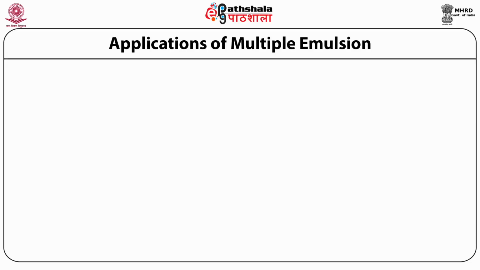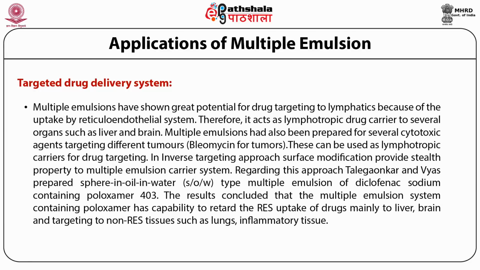The next application of multiple emulsion is a targeted drug delivery system. Multiple emulsions have shown great potential for drug targeting to the lymphatic tissues because of the uptake by the reticuloendothelial system. Therefore, it acts as a lymphotropic drug carrier to several organs such as the liver and brain. Multiple emulsions have also been prepared for several cytotoxic agents targeting different tumors, like bleomycin and paclitaxel, etc. These can be used as a lymphotropic carrier for drug targeting.